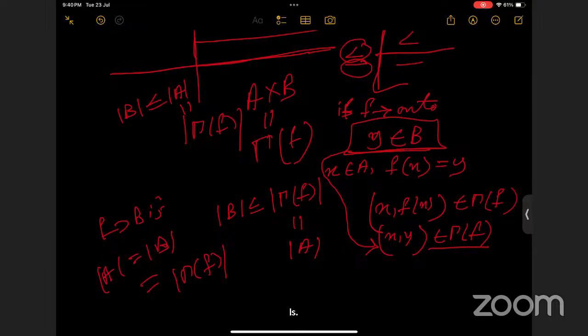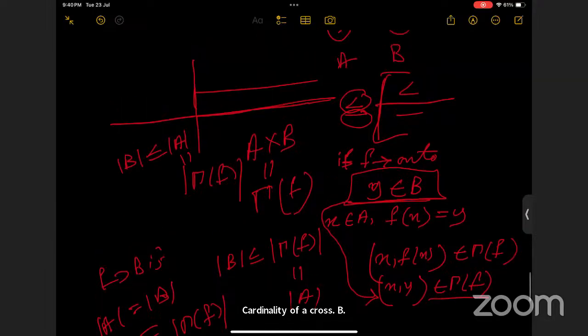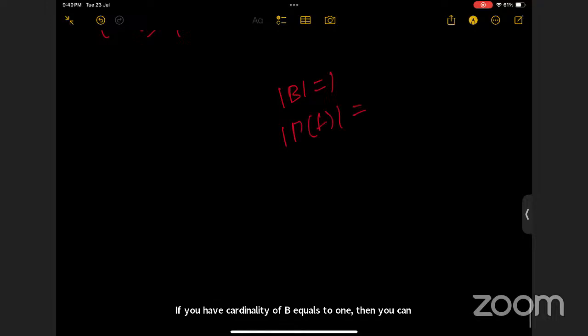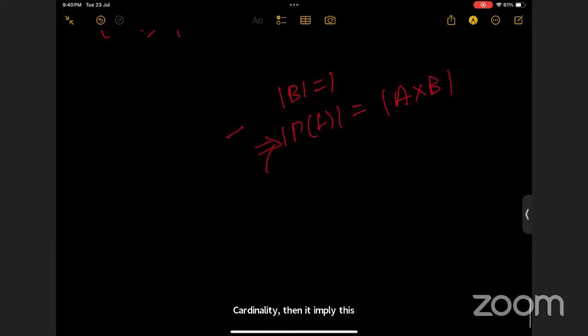Ma'am, so for constant functions, we can say that the cardinality of the graph is the same as the cardinality of A cross B, because then the cardinality of B will be simply 1. Actually, this is not the correct way. If you have the cardinality of B equals 1, then this implies the cardinality of the graph equals the cardinality of A cross B, but not the converse.